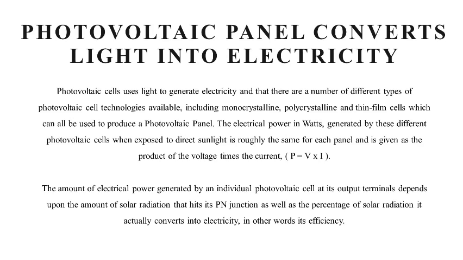The amount of electrical power generated by an individual photovoltaic cell at its output terminal depends upon the amount of solar radiation that hits the PN junction, as well as the percentage of solar radiation it actually converts into electricity. In other words, its efficiency.